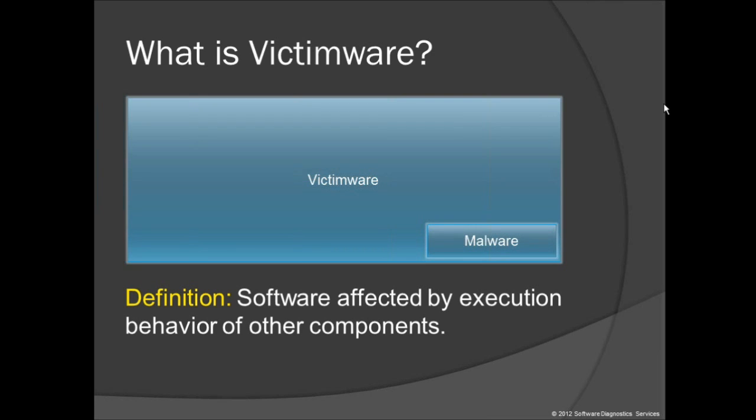What is Victimware? Victimware is software whose execution is affected by the execution behavior of other components. The latter is broad enough to include software causing unintentional problems and even software that is supposed to protect from malware. We also included malware in the Victimware box on this picture because malware can also suffer the same behavioral problems as their intentional and unintentional victims.